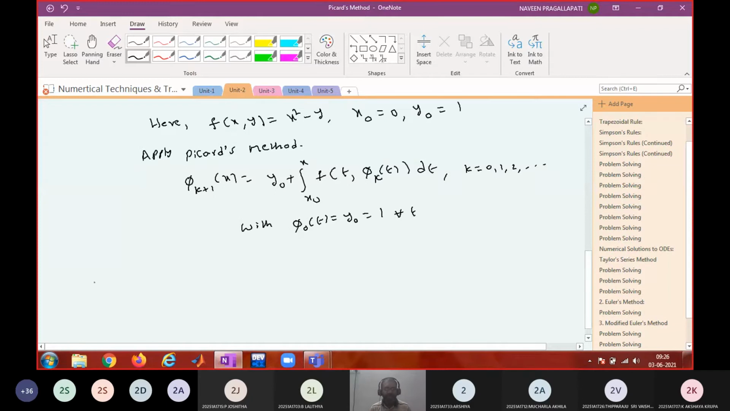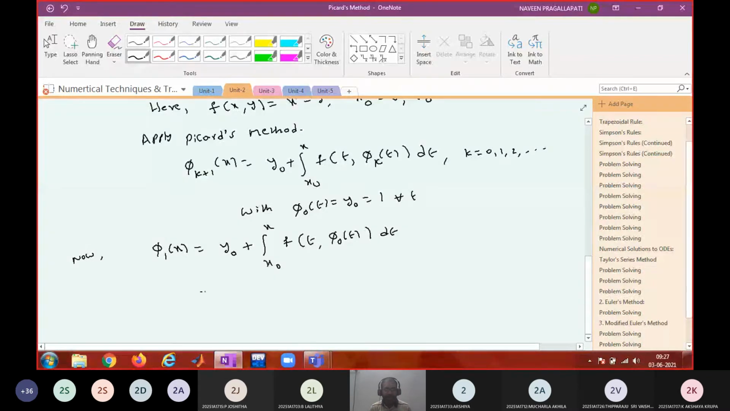Now you find out phi 1. What is the phi 1 formula? All of you please listen first, later you will write. What is phi 1 of x? Would you please follow me? Phi 1 of x is y naught plus integral x naught to x f of t comma phi naught of t dt. Now you substitute the values. So what is y naught here? y naught is 1 plus integral x naught is 0 to x f of t comma phi naught is 1, f of t comma 1 dt.